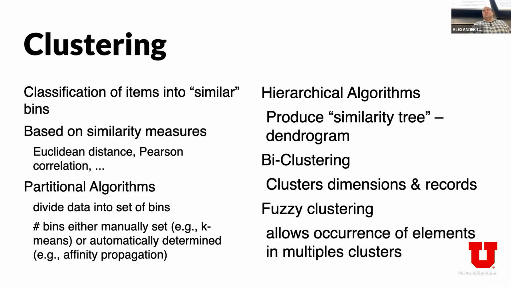Hierarchical algorithms produce a similarity tree that I can later use to create discrete bins by cutting that similarity tree. I'll talk more about this in a minute. Bi-clustering algorithms cluster both dimensions and records simultaneously so that you get an overall optimal clustering. And that is, of course, only something you might want to do if you have lots of numerical dimensions and lots of numerical items over them.